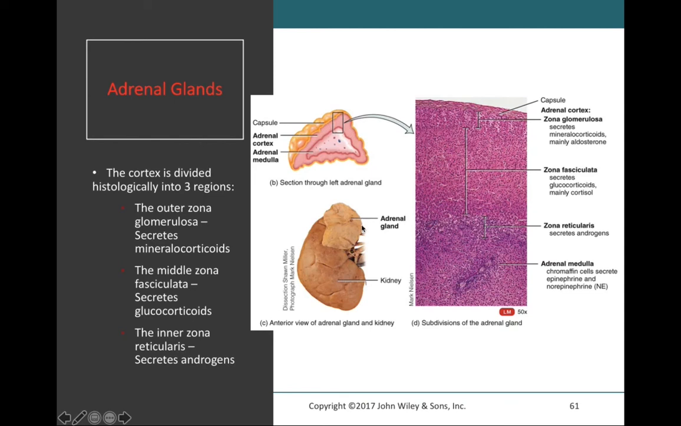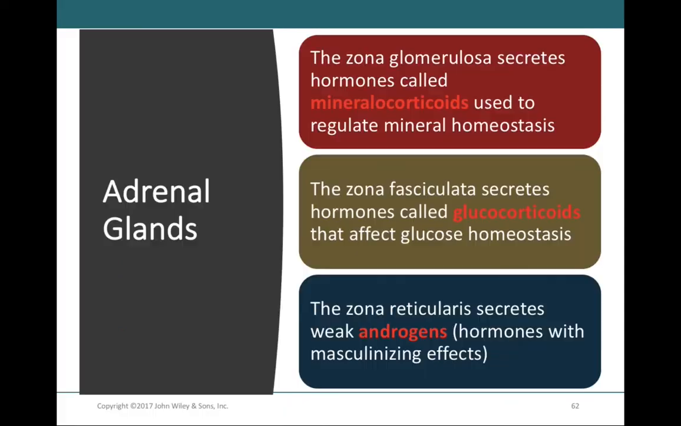You can also see the adrenal gland shown here. So to make sure that you have all this in writing, the outer zona glomerulosa is going to release mineralocorticoids. Those are going to be used for mineral homeostasis. Minerals are things like sodium and potassium. We'll see how this works in just a short second. We'll see the middle zona fasciculata is going to release a group of hormones known as glucocorticoids, and these glucocorticoids are going to regulate glucose homeostasis.